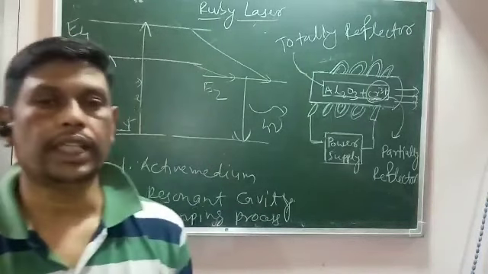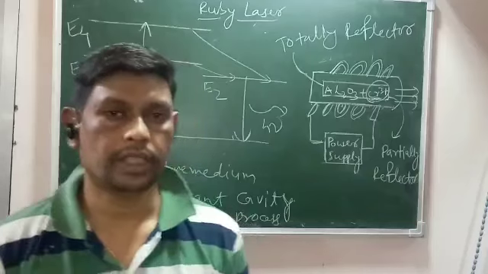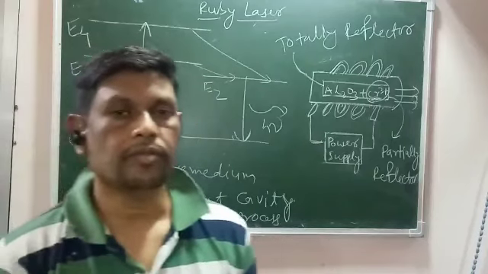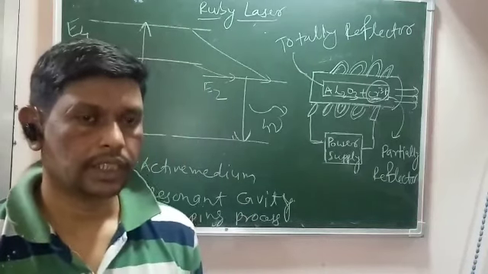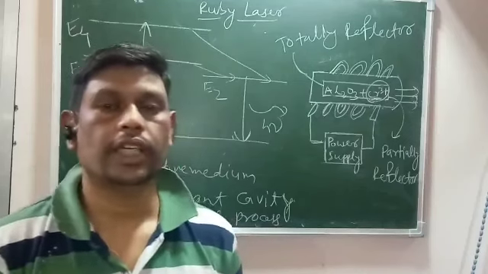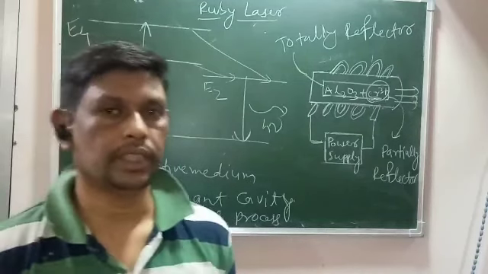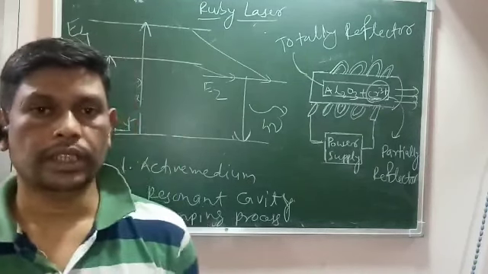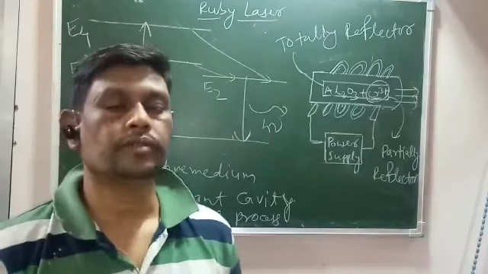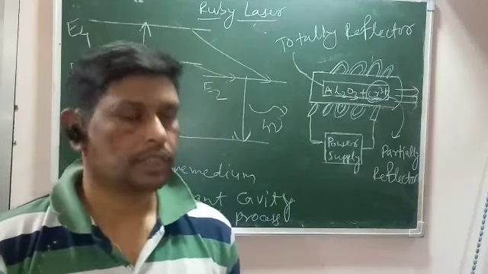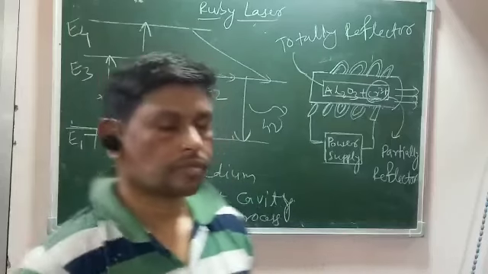Now we can define the active medium. It is a medium where light gets amplified. It is a medium where stimulated emission can be achieved. It is a medium where population inversion can be achieved.